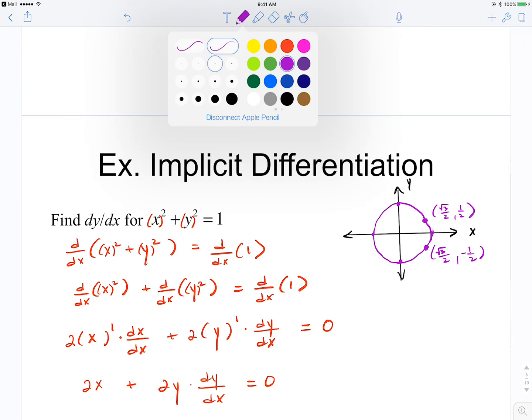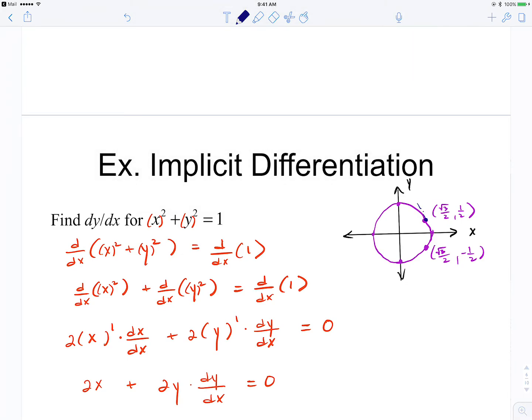So if I wanted to find the tangent line at root 3 over 2 comma 1/2, I would need to find the slope there, which we can see would be different than the slope at root 3 over 2 comma negative 1/2, right? They're going to be two different slopes, two different equations of the tangent line for two different points on the graph.